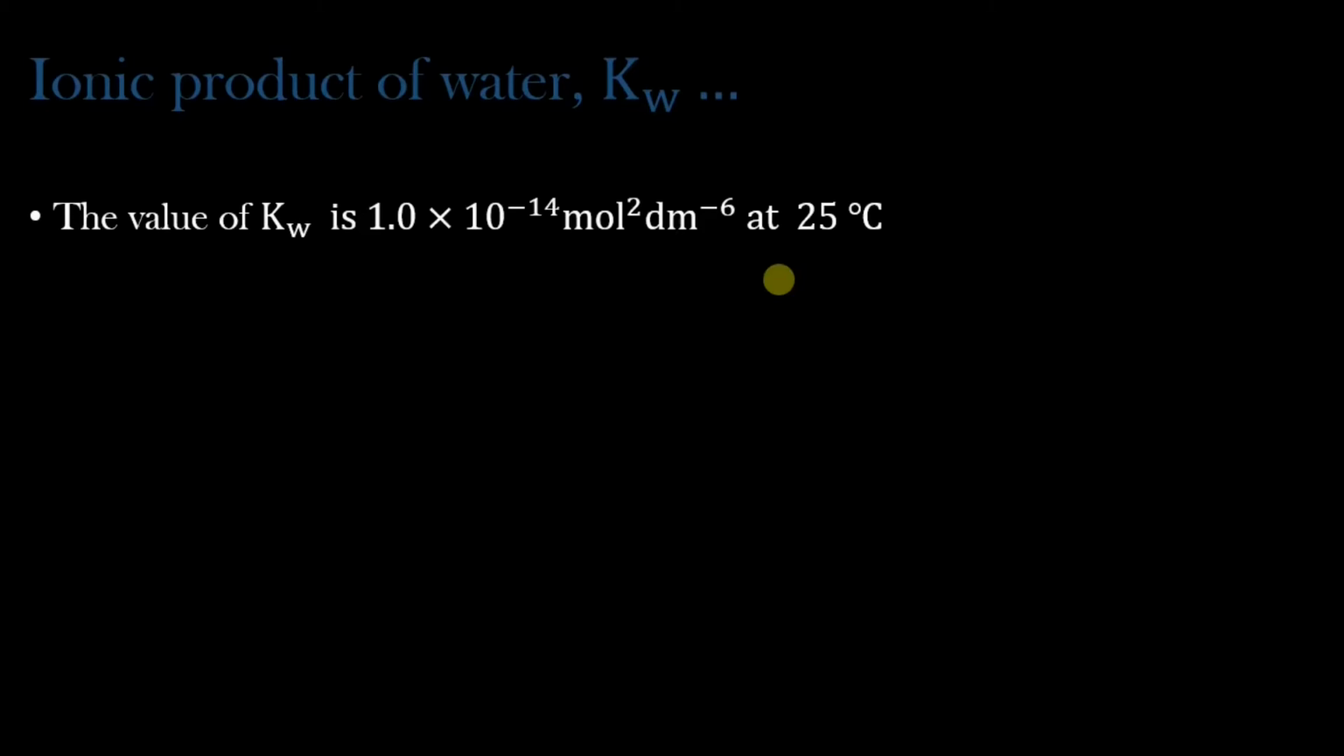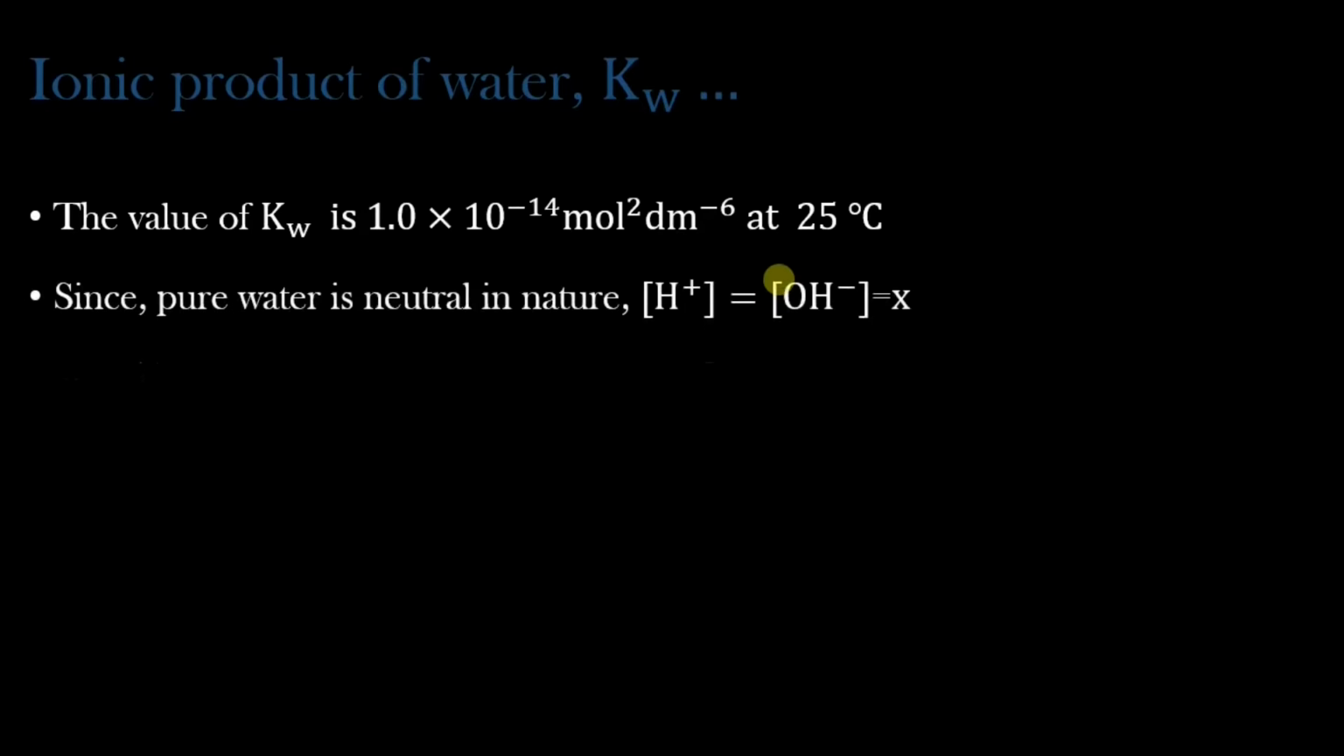In fact, pure water is neutral, which means it has the same amount of hydrogen ions and hydroxyl ions. We can call that X. So if pure water is neutral and has the same amount of hydrogen ions and hydroxyl ions, substituting in the equation for the ionic product, the product of the molar concentration of hydrogen ions and that of hydroxyl ions is equivalent to X squared, which is the same as the ionic product of water, that is 1 × 10^-14.